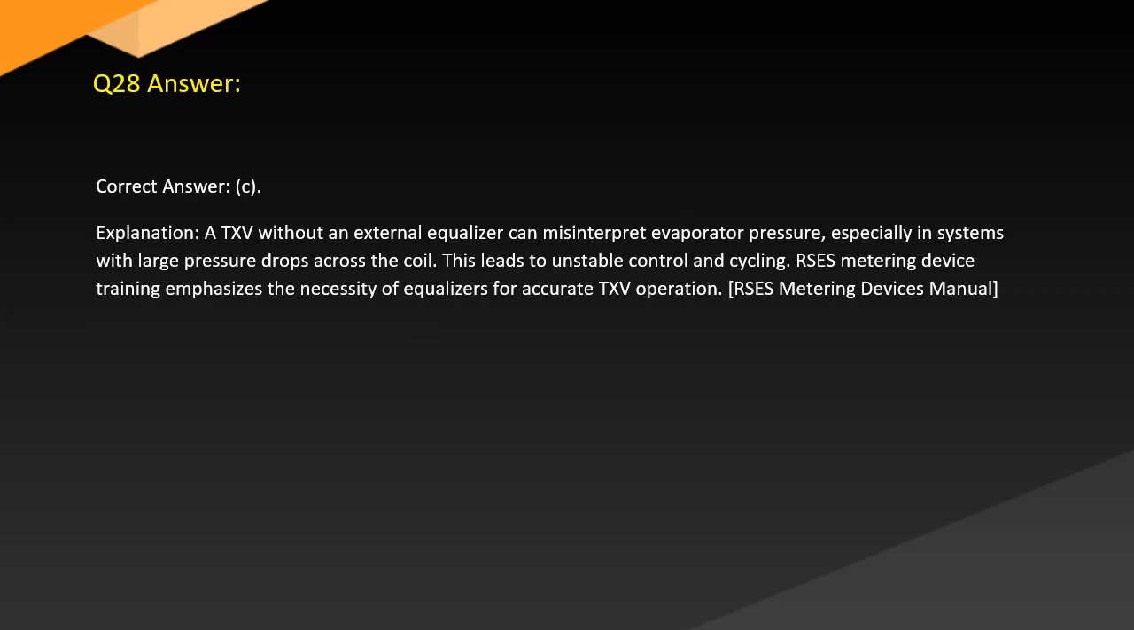Answer. Correct answer: C. Explanation. A TXV without an external equalizer can misinterpret evaporator pressure, especially in systems with large pressure drops across the coil. This leads to unstable control and cycling. RSES metering device training emphasizes the necessity of equalizers for accurate TXV operation. RSES metering devices manual.